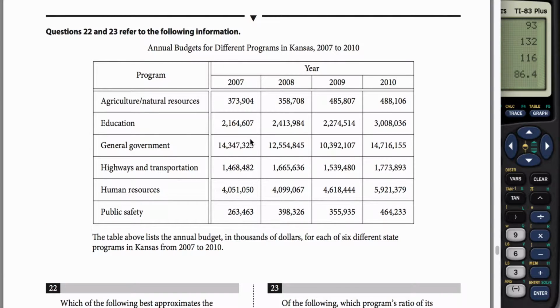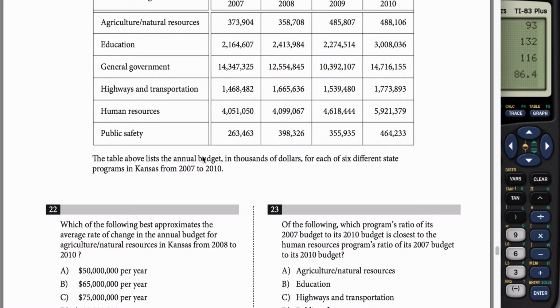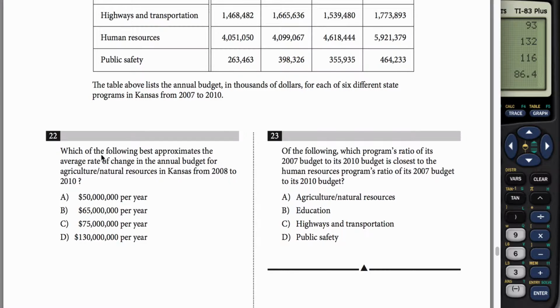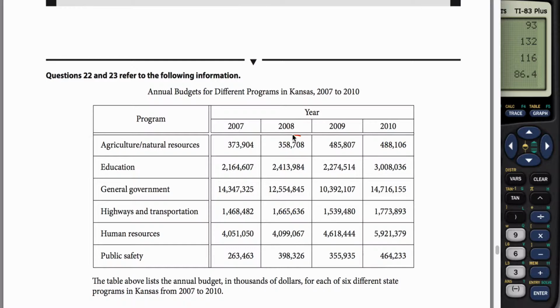22 and 23 refer to this table. So these are the annual budgets for different programs in Kansas. So here's the program, here's the years. They're all in thousands of dollars, maybe that's relevant, maybe not. Which of the following best approximates the average rate of change in the annual budget for agriculture from 08 to 10? So what I'm talking about is the change from this number to this number. I want to subtract the two of those.